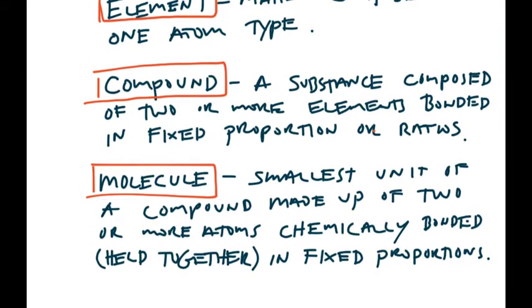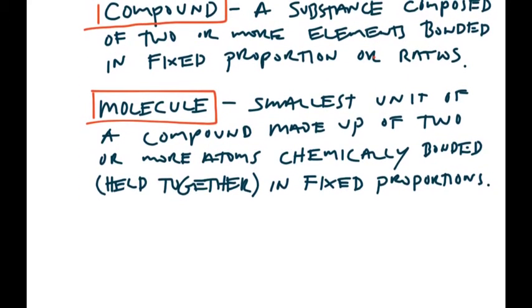What happens when we have a substance that's composed of two or more elements that are bonded? Well, we call those compounds. And when they're bonded, they are bonded in a fixed proportion or ratios, where the number of atoms of that particular element doesn't change. The smallest unit of a compound is called a molecule. And remember that a compound is made up of two or more atoms that are chemically bound together.